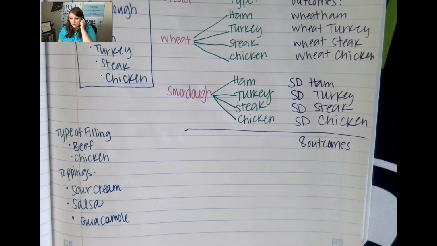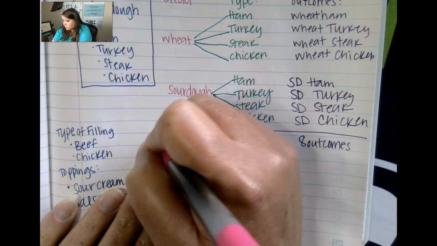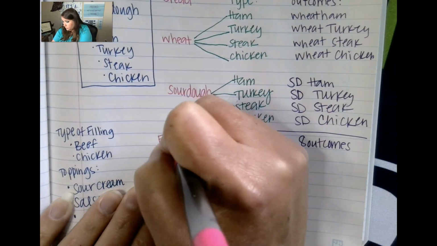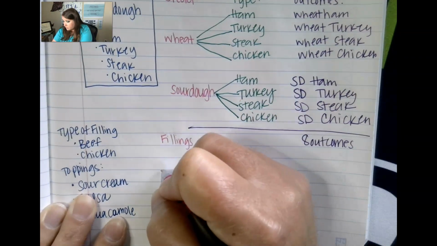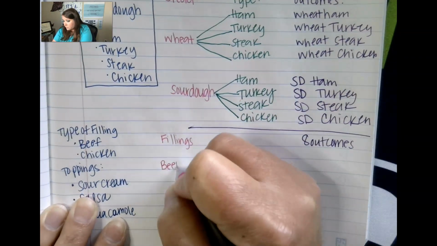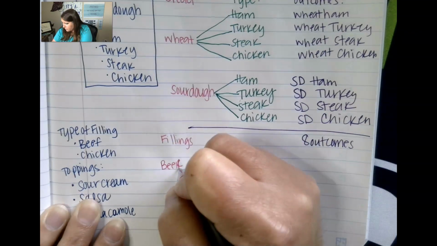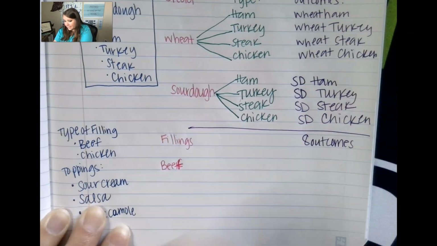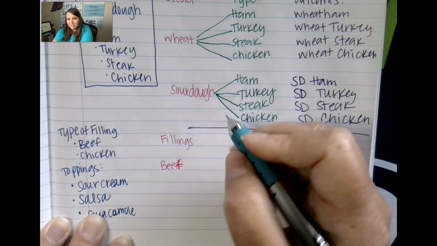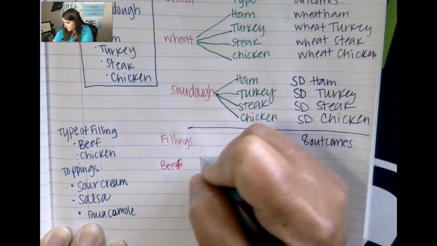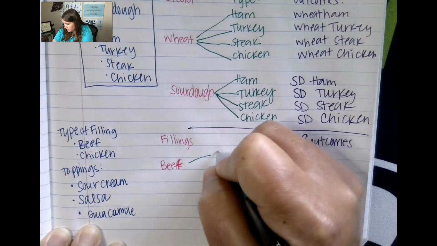All right, so let's start by making our tree diagram. We're going to make the fillings. The first filling that we have is beef. And with a beef taco, with the beef, we can have sour cream.